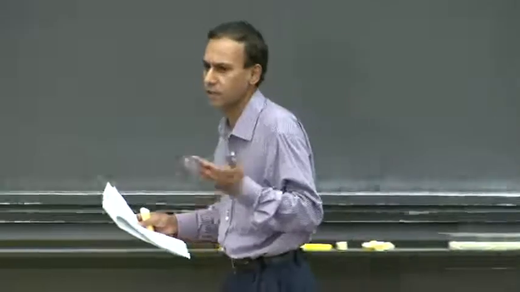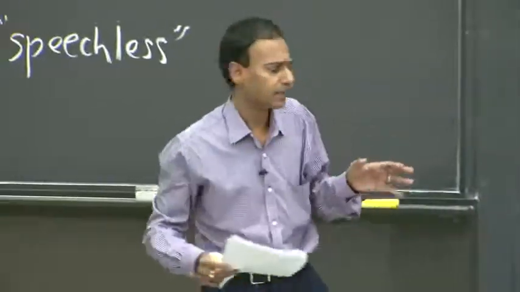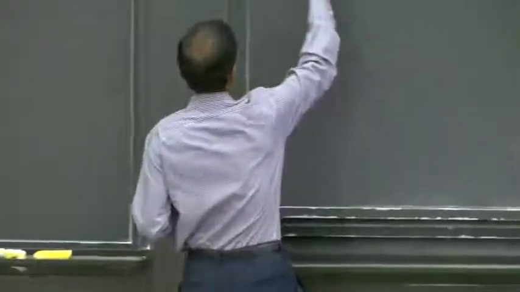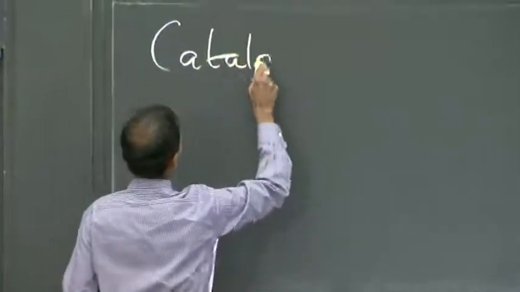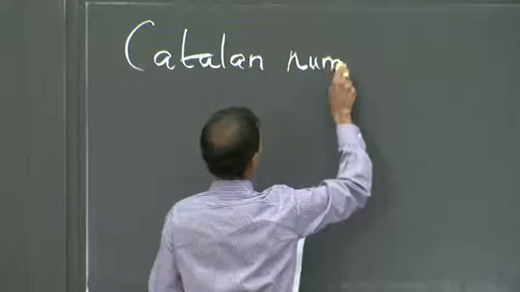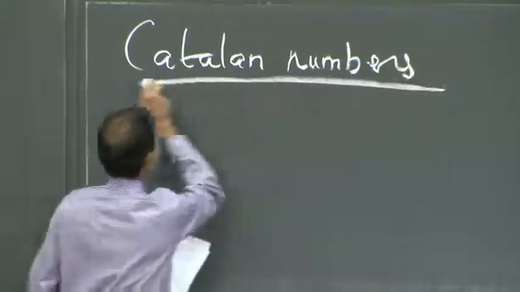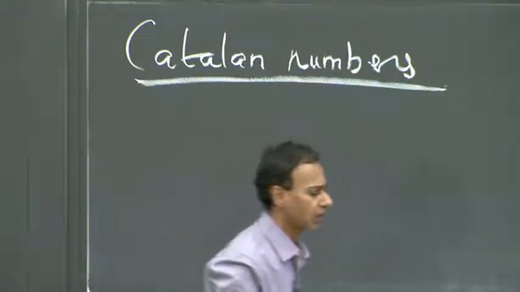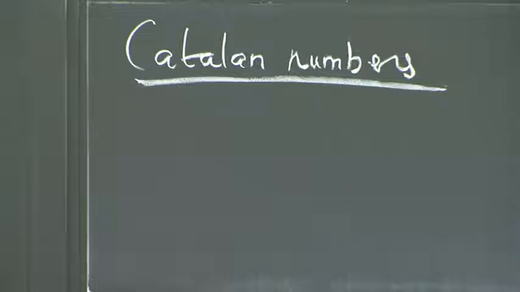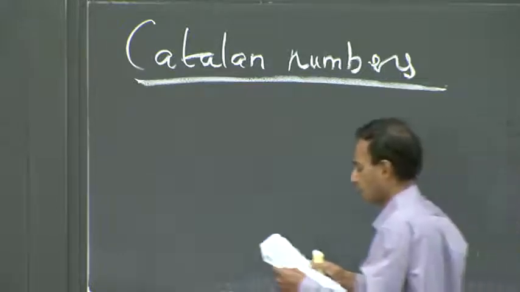I want to digress a little bit. I did say this was a bit of a recreational mathematics lecture. And let's talk about something completely different, which are Catalan numbers. These are really my favorite numbers in the world. People like primes. Some people like irrationals. I like Catalan numbers. Catalan numbers show up all over the place.